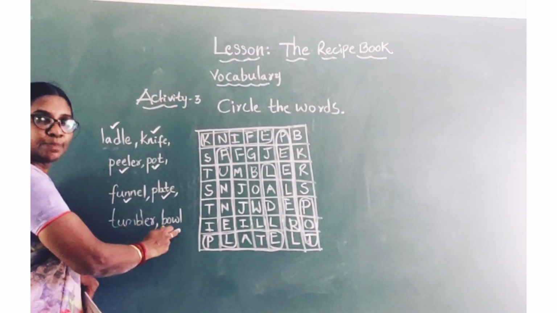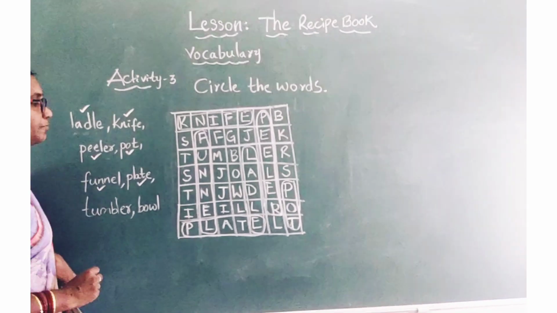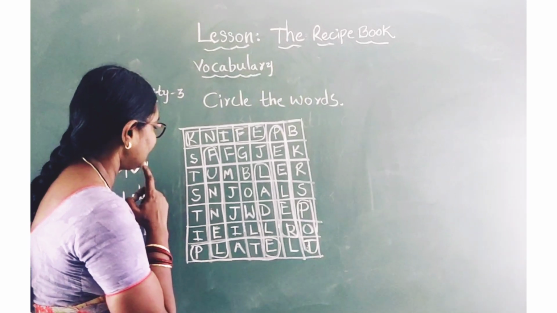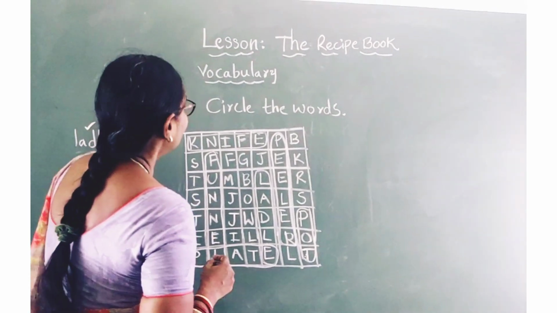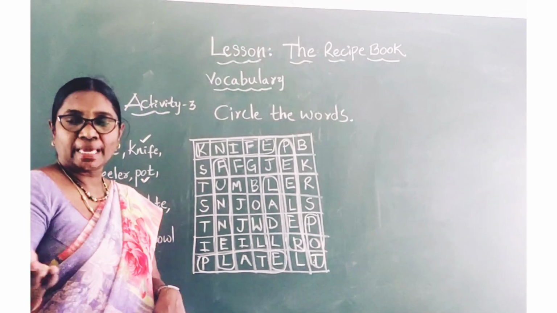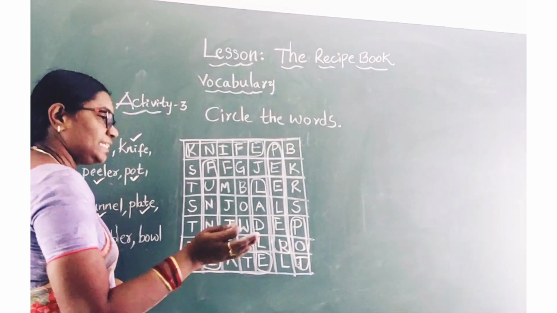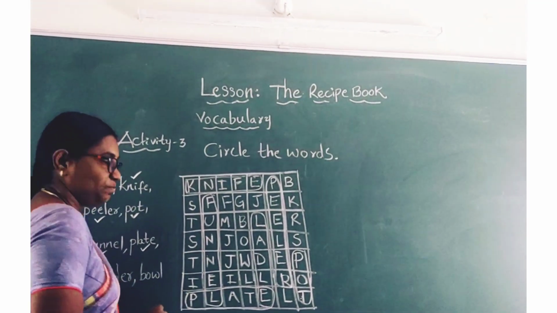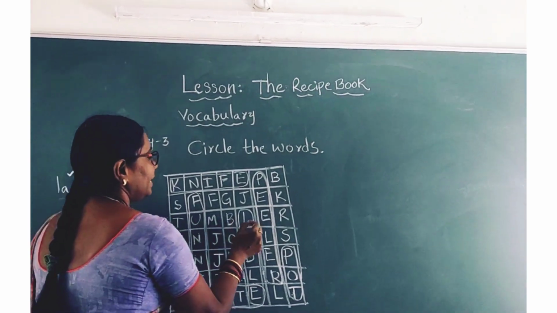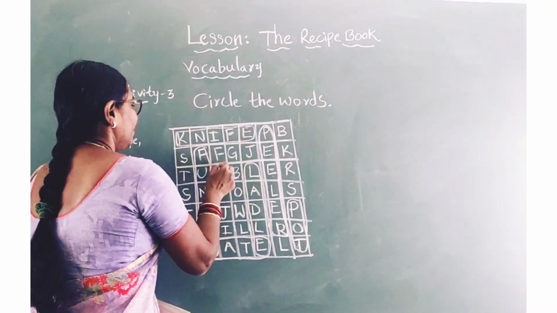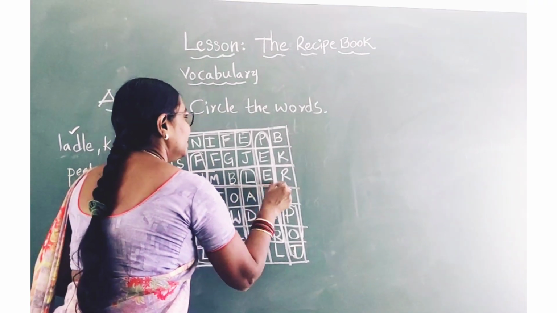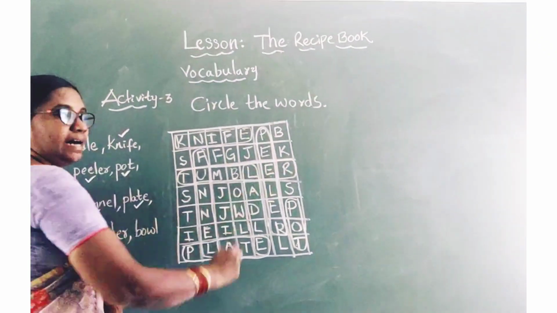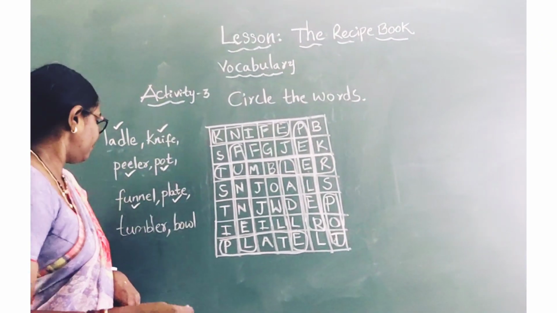One is tumbler and one is bowl. T-U-M-B-L-E-R. Come on, let's find out where is tumbler. Can anybody tell where it is? Oh, Madhavi, very good. Yes, this is in the third line, the third row. T-U-M-B-L-E-R. Very good, Madhavi. You said very well. Yes, this is the word tumbler. You have done a very good job.